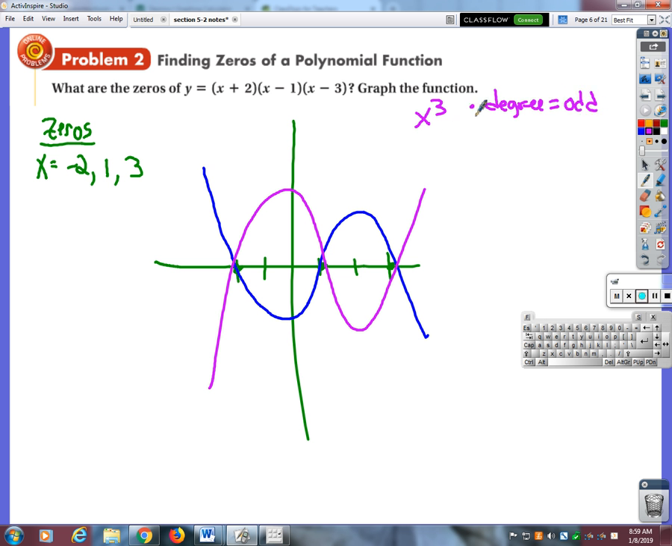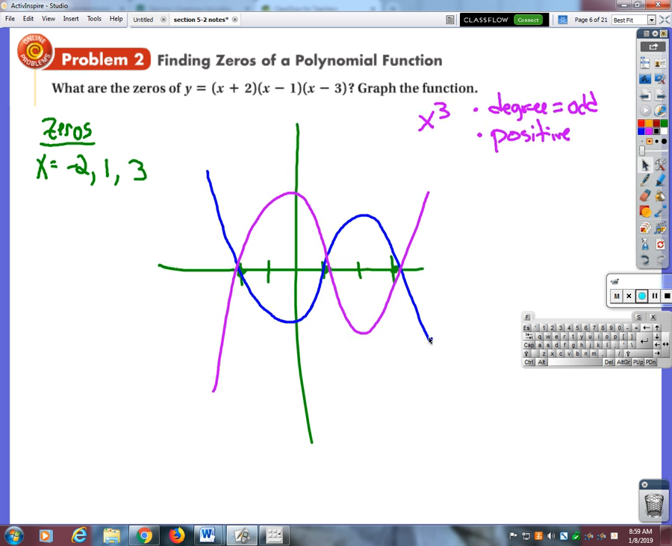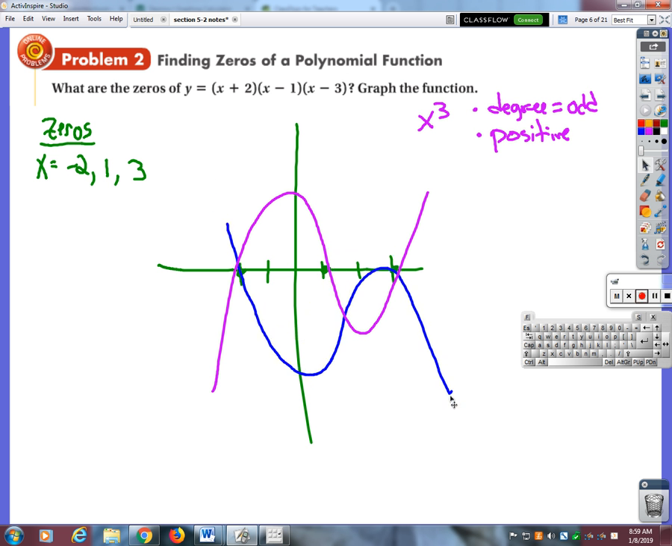Is the lead coefficient positive or negative? Okay, so what does odd positive do? Down, up. So is it the purple or the blue? It is the purple. It would be the purple graph that would be an approximation of the graph itself. Okay? And then the only other missing piece that I could use to sort of clean that up a little bit.